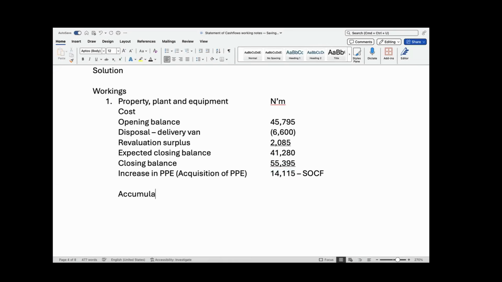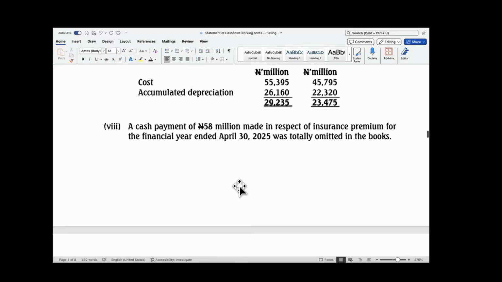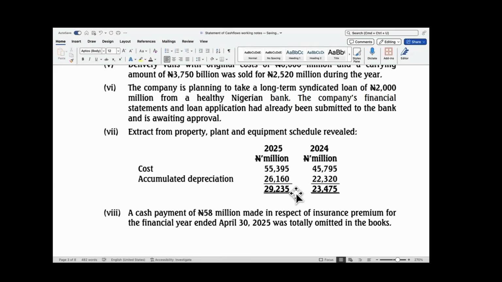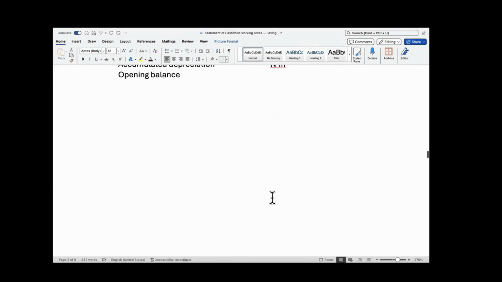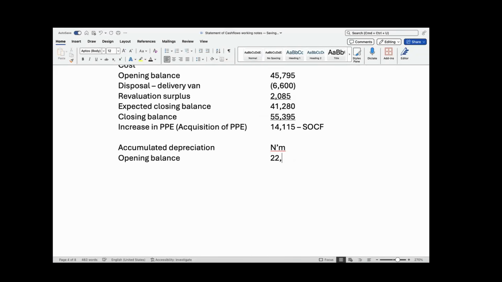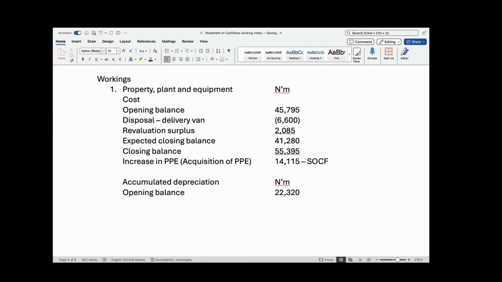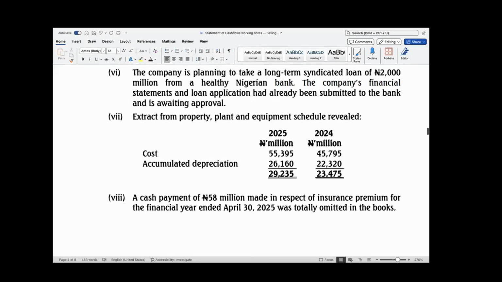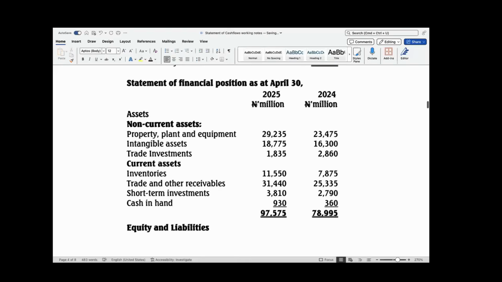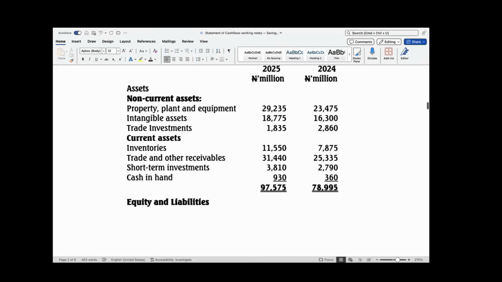Additionally, I will do my movement of accumulated depreciation as well. This will help me identify if there is any depreciation for the year. So what's the opening balance of my depreciation? It is 22,320 from here. Did they tell us about any depreciation for the year in the question? There was nowhere it was mentioned.